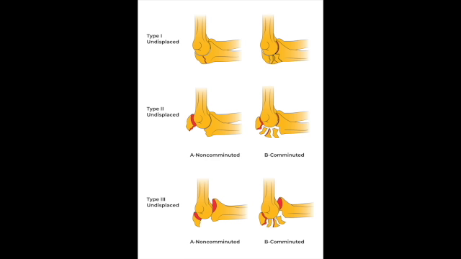For management, non-displaced, you should do reduction in a posterior arm splint in 90 degrees of flexion. All are considered intra-articular and need reduction. If it's displaced, you need to do open reduction internal fixation.